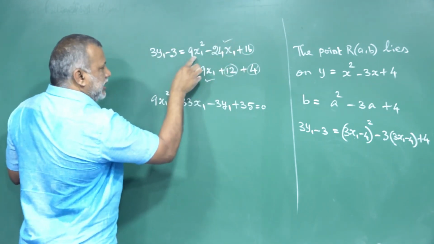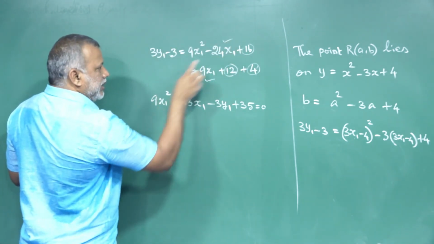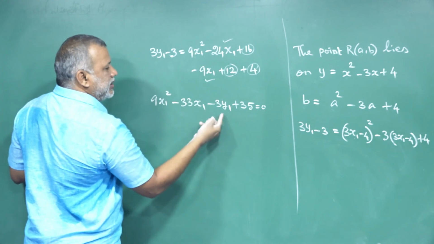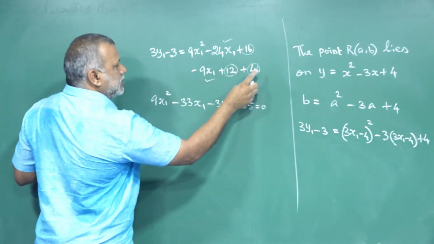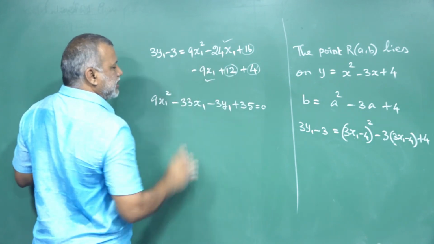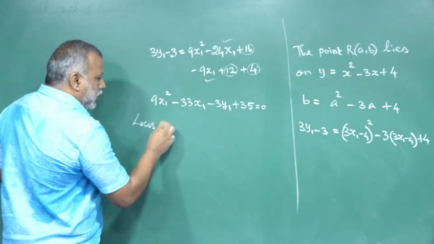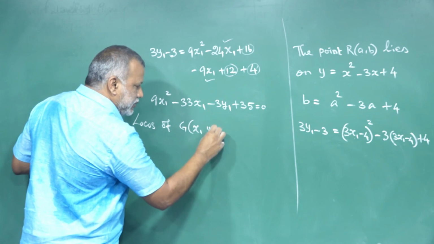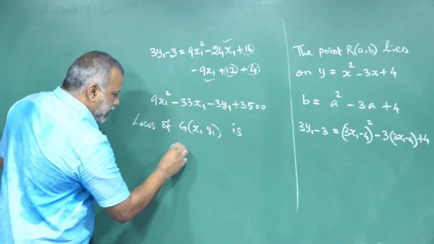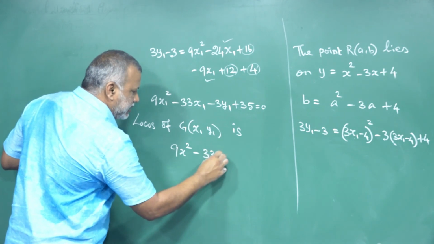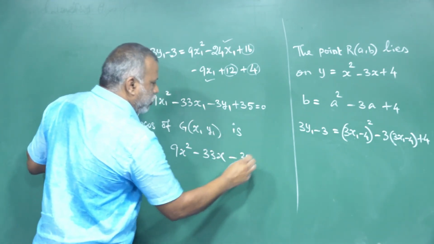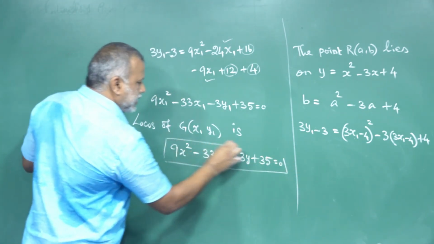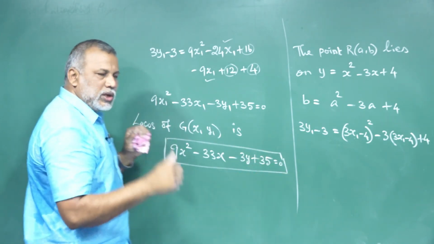On simplifying this, 9x1 squared, only one x1 squared. Then 24x1, 9x1, 33x1. Again y1 convert to the other side, negative 3y1. Again 16, 20, 32, this positive 3, 35. Now we have to find locus of G. G means centroid. Locus of G of x1 comma y1 is 9x squared minus 33x minus 3y plus 35 equal to 0. This is the required equation of the locus of the centroid.